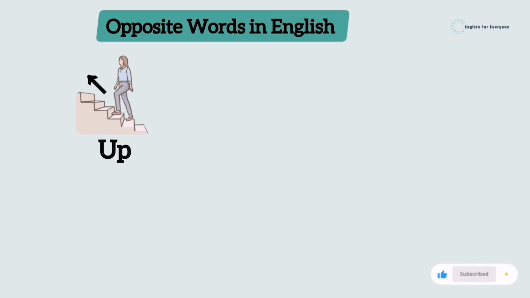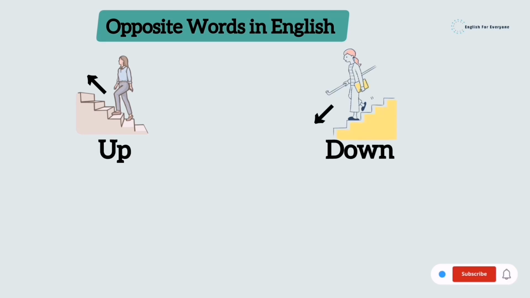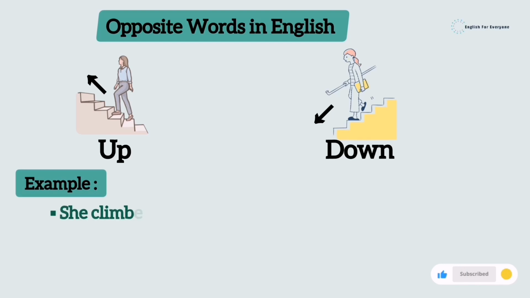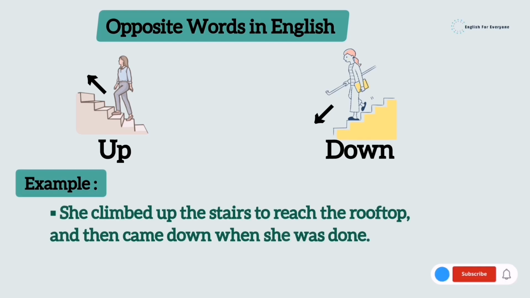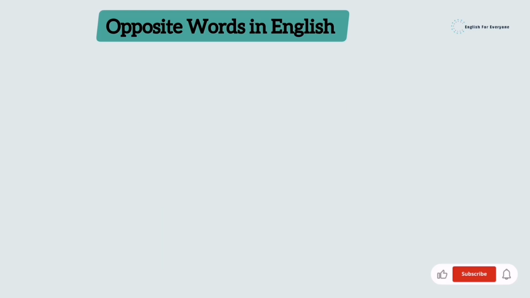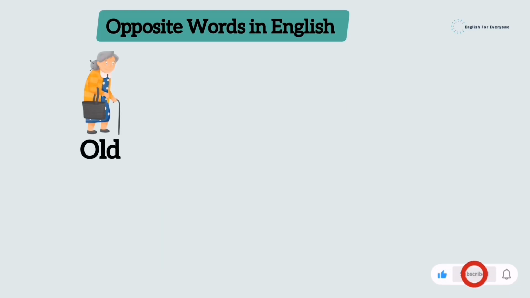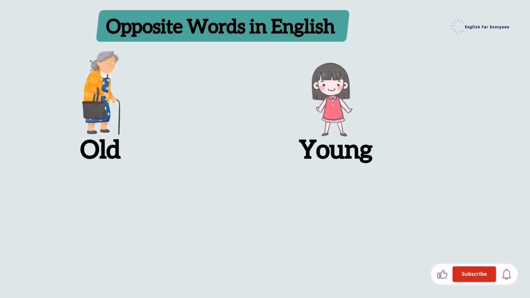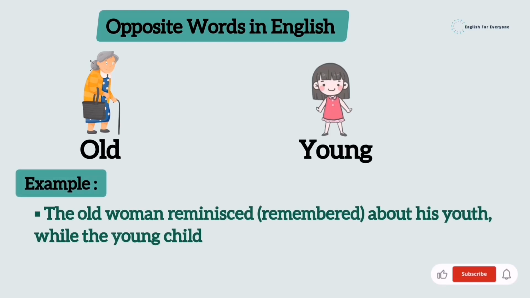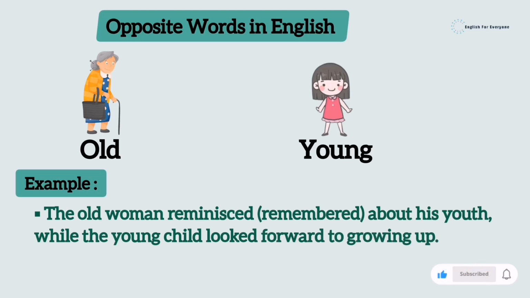Up, down. Example: she climbed up the stairs to reach the rooftop, and then came down when she was done. Old, young. For example, the old woman reminisced about his youth, while the young child looked forward to growing up.